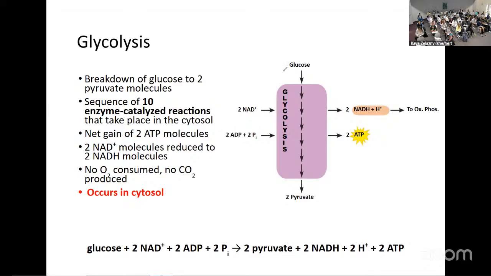Our glucose is a 6-carbon molecule that by the end of glycolysis turns into a 3-carbon molecule, but we're going to end up with 2 copies. So we go from glucose to 2 pyruvate molecules. There's a series of 10 steps in between, and those 10 intermediate steps are all enzyme catalyzed reactions. So you'd have lots of enzymes helping us do each of those 10 steps of glycolysis. This is all happening out in the cytosol, in the cytoplasm.